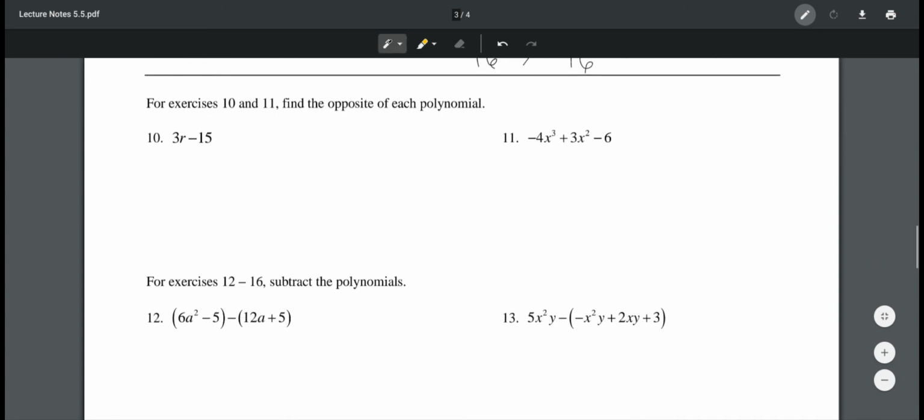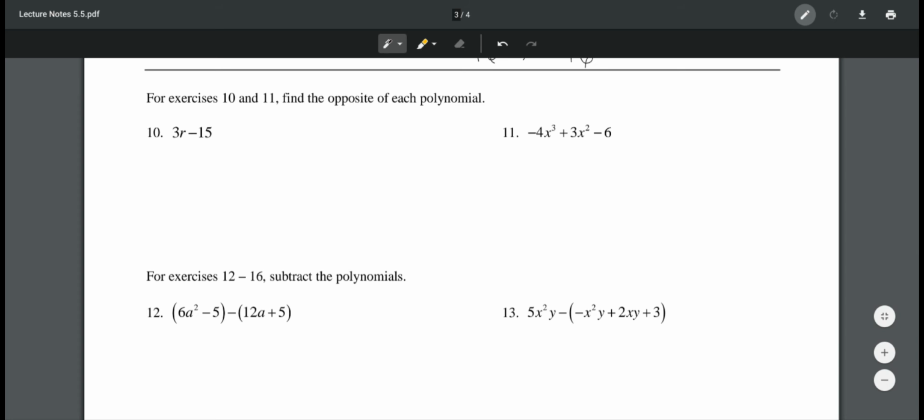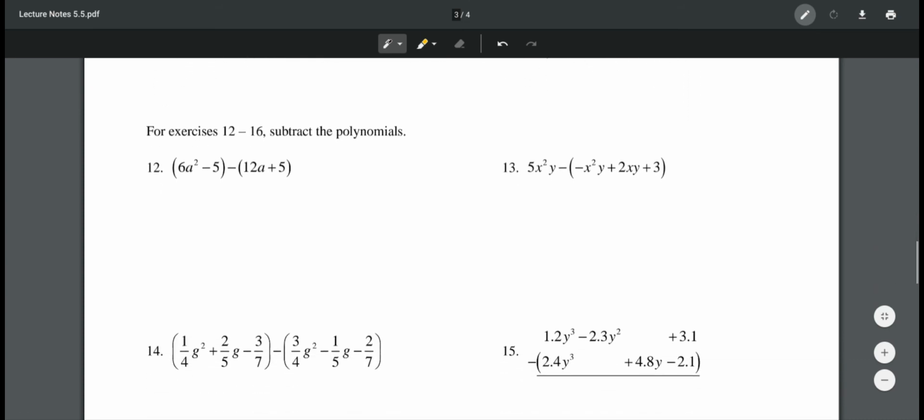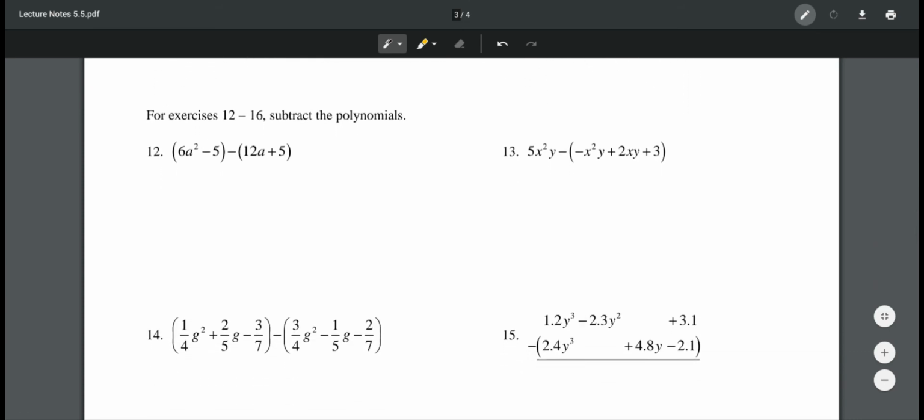So in example 10, what we're going to do is we're going to find the opposite. It does not ask us to do anything else. It simply says to find the opposite. So the opposite of 3r minus 15 would be negative 3r plus 15. The opposite of the polynomial in number 11 would be positive 4x to the third minus 3x squared plus 6. Now what we're going to do when we get down to 12 through 16 is we're going to rewrite this problem by adding the opposite, just like you would in a normal subtraction problem.